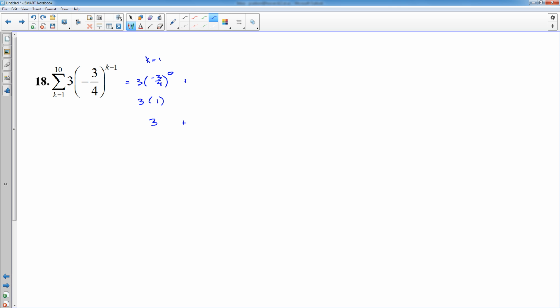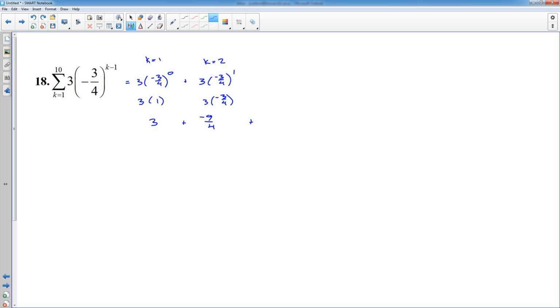And then I need to add to that k is equal to 2. Wait, yeah, I started at 1, now I need to plug in k equals 2. So 3 times negative 3/4 to the 2 minus 1, which is 1. So that's 3 times negative 3/4, which is negative 9/4.